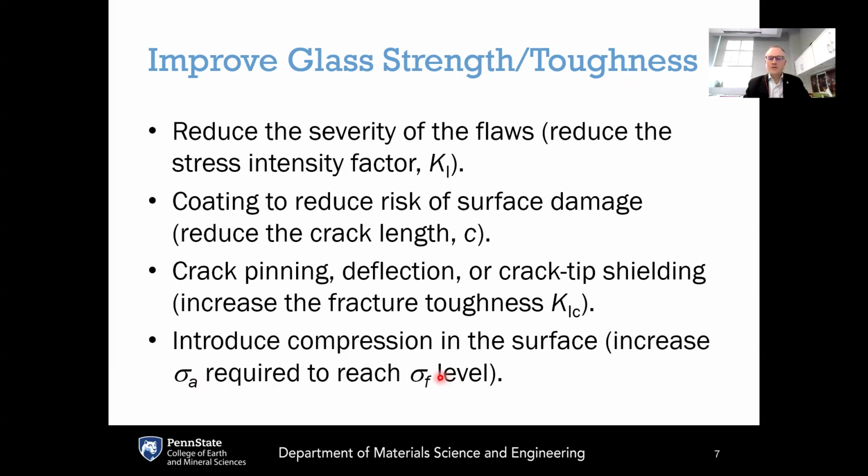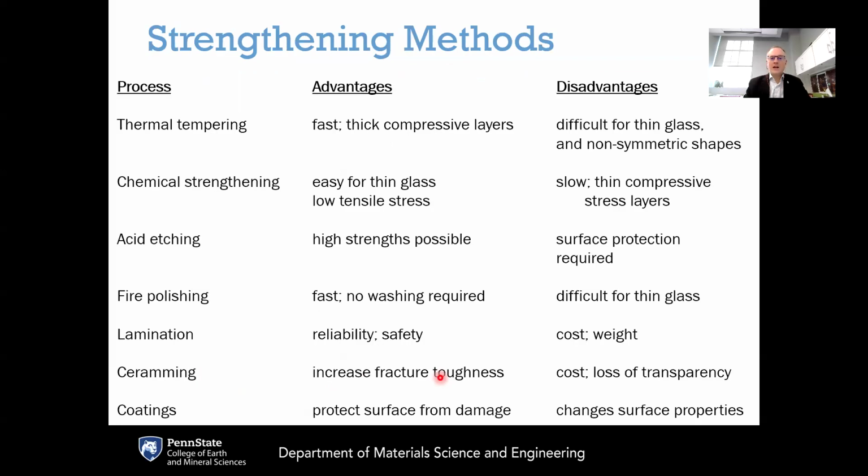So all of these are valid options for improving the mechanical performance of the glass, and these options lead to different strengthening or toughening methods that I'm going to cover in this table shown on the current slide. One of the commonly used processes for strengthening glass is thermal tempering.